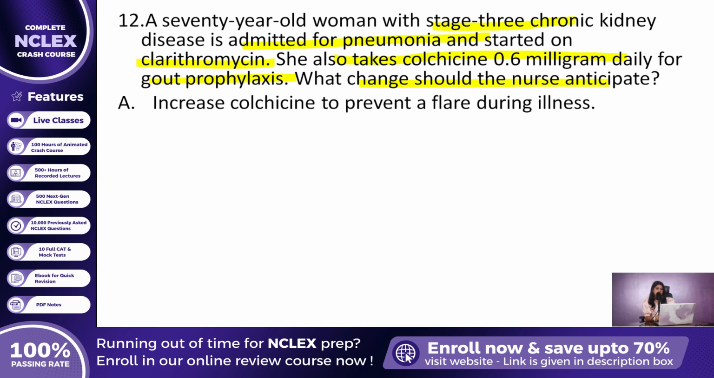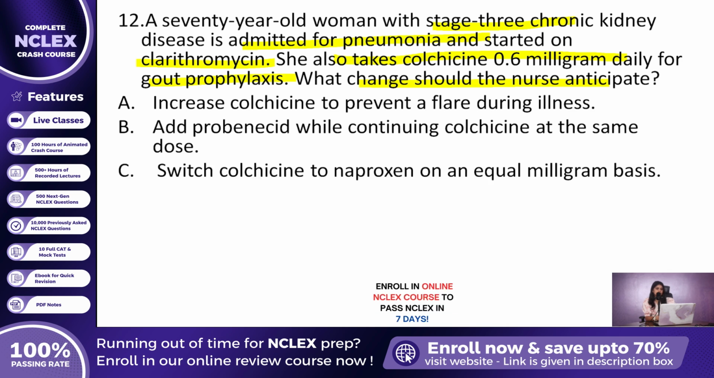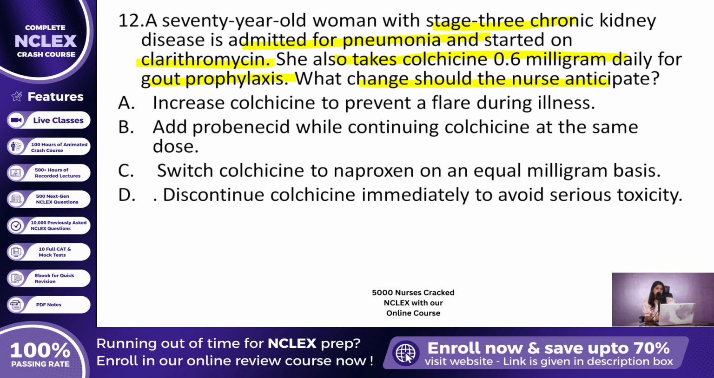Option A, increase colchicine to prevent a flare during illness. Option B, add probenecid while continuing colchicine at the same dose. Option C, switch colchicine to naproxen on an equal milligram basis. Option D, discontinue colchicine immediately to avoid serious toxicity.